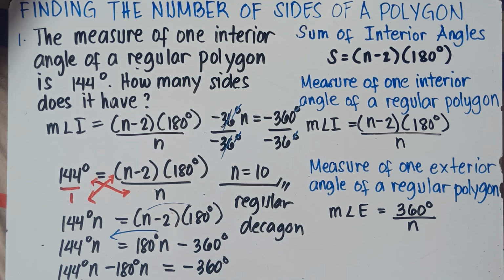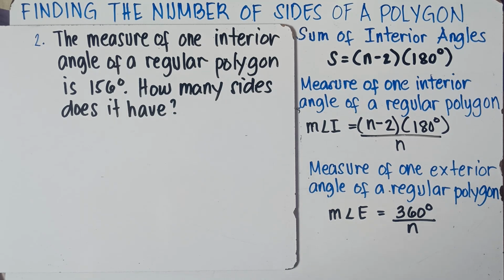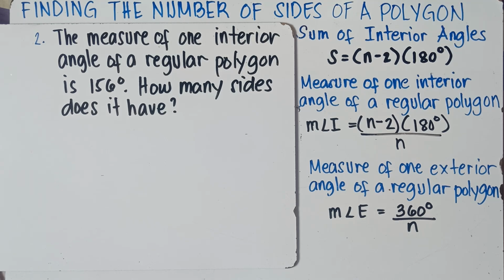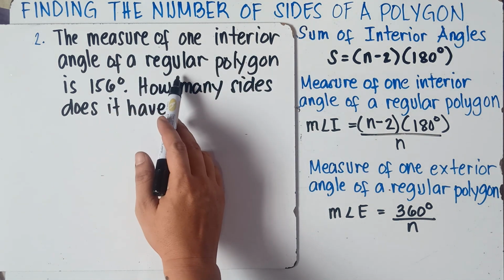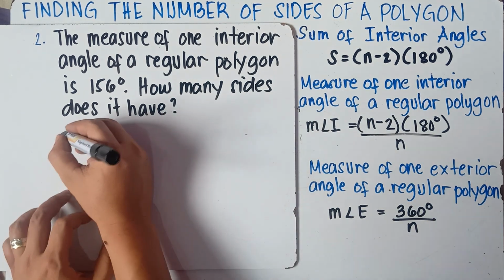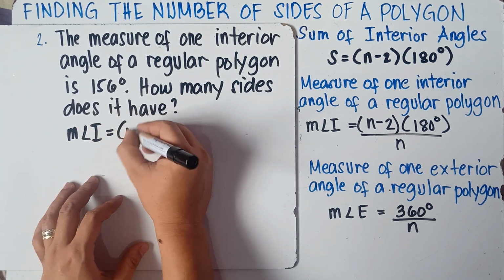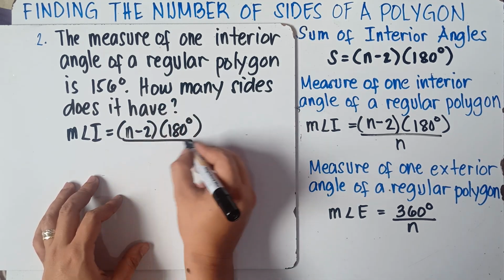So, let's have another example, class, for you to really understand this one. Alright, so example number 2: the measure of one interior angle of a regular polygon is 150 degrees. How many sides does it have? Once again, we are given one measure of interior angle of a regular polygon, so we will be using this one: measure of one interior angle equals quantity n minus 2 times 180 degrees over n.